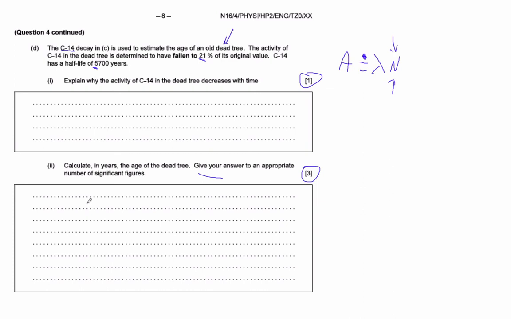We're going to use N equals N naught e to the minus lambda t. Here they're given the half-life, so our decay constant is ln2 divided by 5,700 years. That's going to have the units of years to the minus 1. So lambda will be something years to the minus 1, which means when we calculate time, time will be in years, which is exactly what we want.